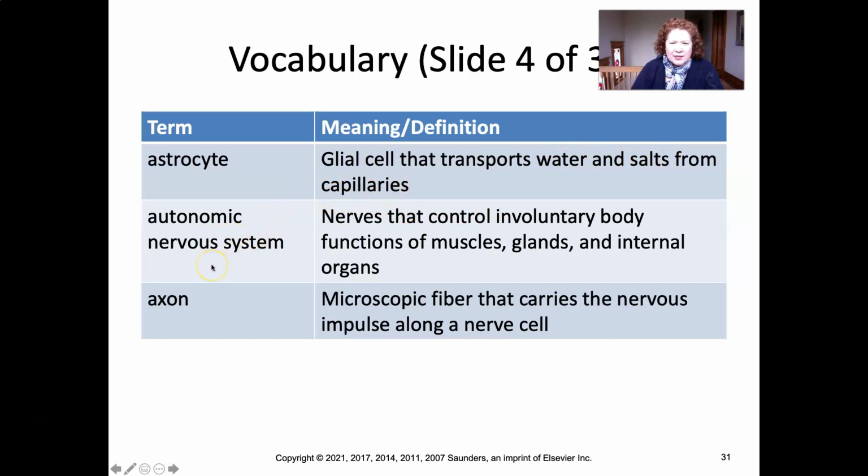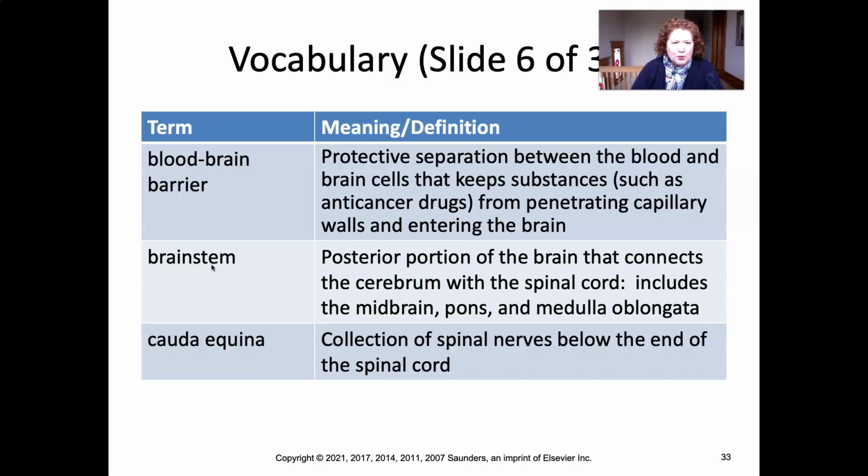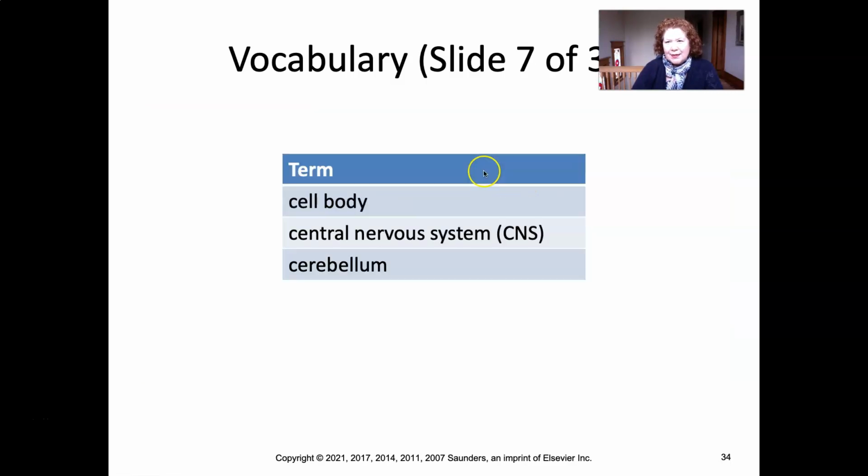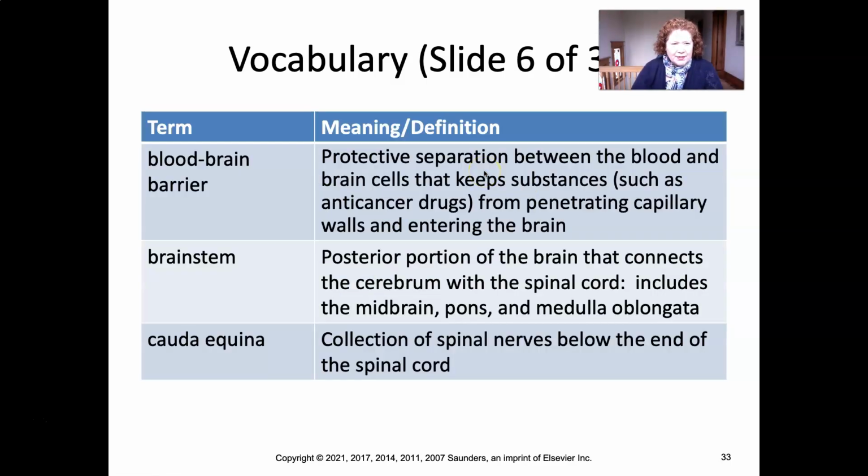Autonomic nervous system, axon, blood-brain barrier. And this is important to know, especially if you go into the oncology field. And we'll be studying a chapter on oncology. I think it's the last one that we study in this course, so it'll be week 15, I think. Whoops, went a little too fast.